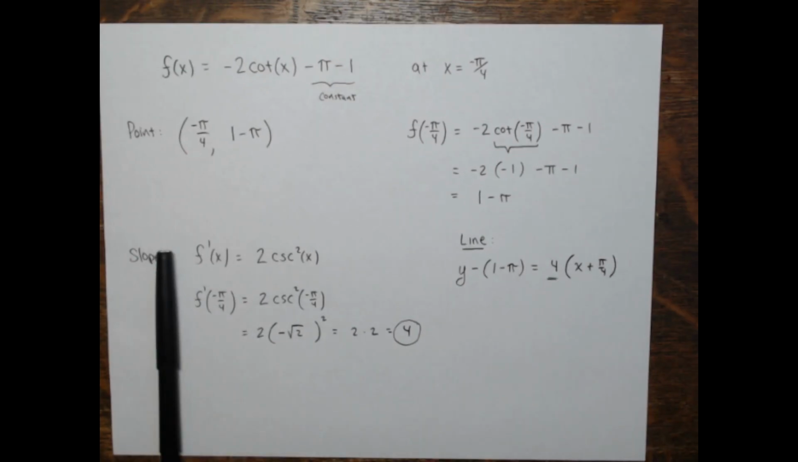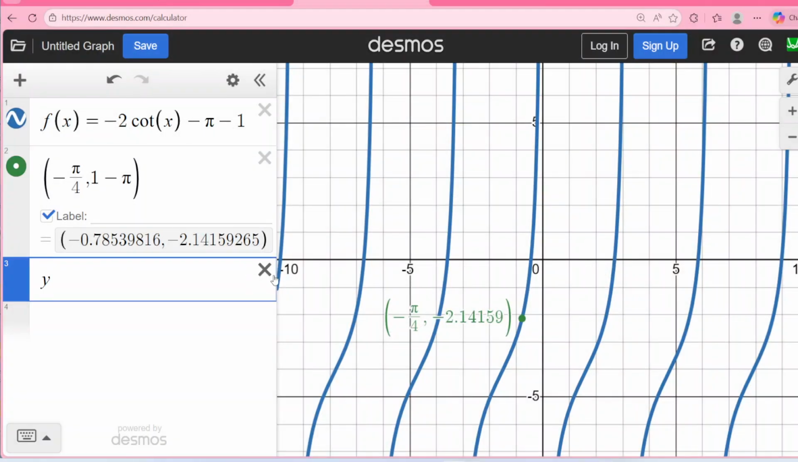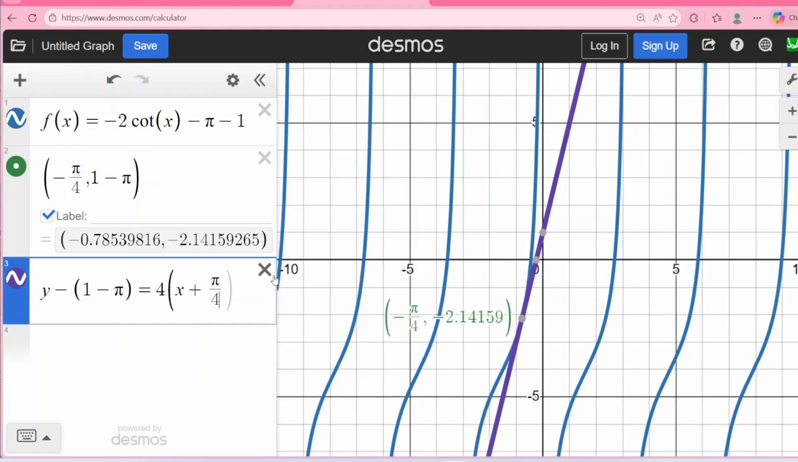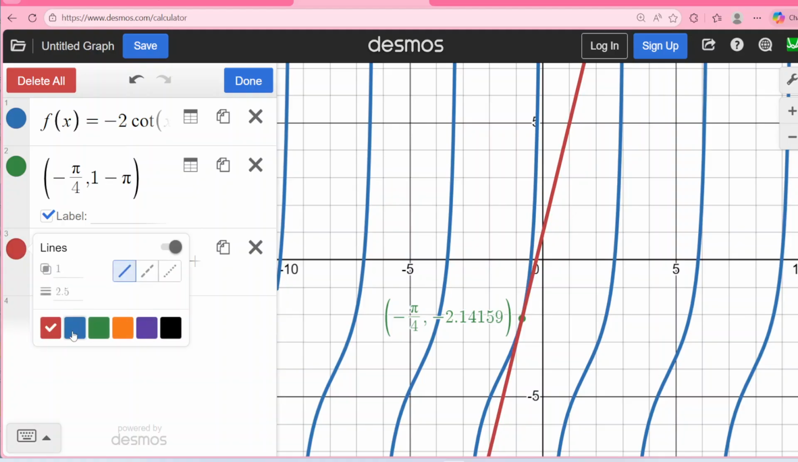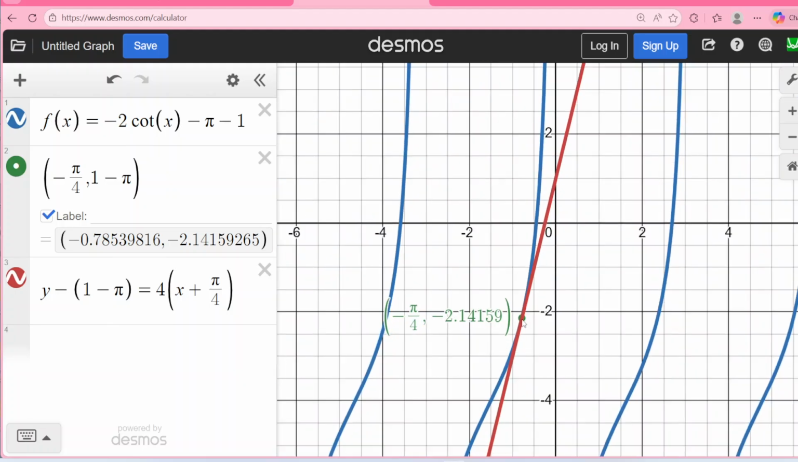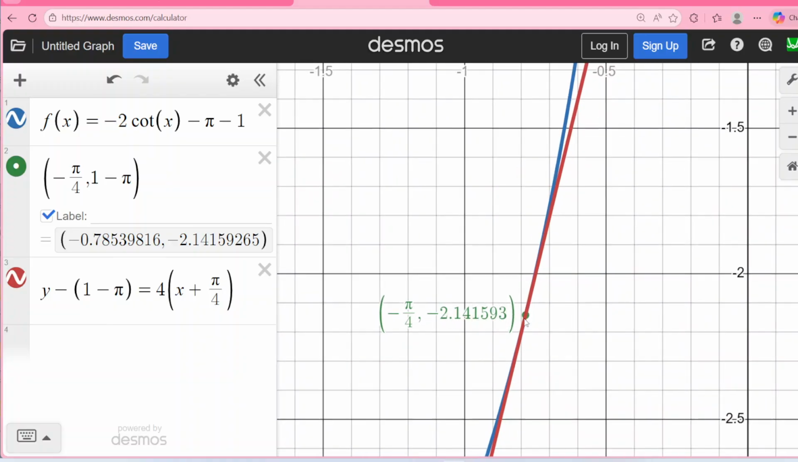So going back to the problem, let me type this in and show you. So I got y minus the quantity 1 minus pi equals 4 times the quantity x plus pi over 4. It's almost exactly the same color, so let me change the color on that to red or something that contrasts with it. So look, see that red line that's there? You zoom in closer and closer to this point, and it's definitely pointing in the direction that the curve is going in, definitely tangent to the curve at that moment.